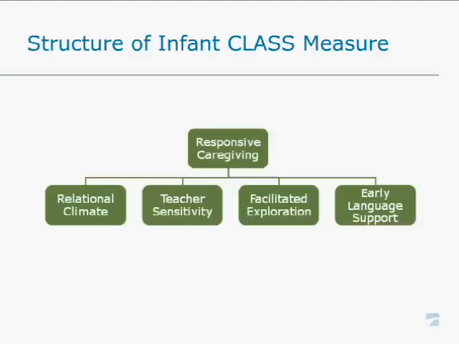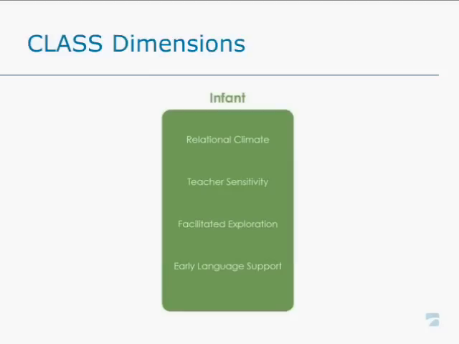And then as children progress developmentally through toddlers, we're going to see that the domains split into 2, and then as they move into pre-K, splitting into 3 domains as children's development becomes more sophisticated. I'm going to take a few minutes just to describe each of these dimensions for you.